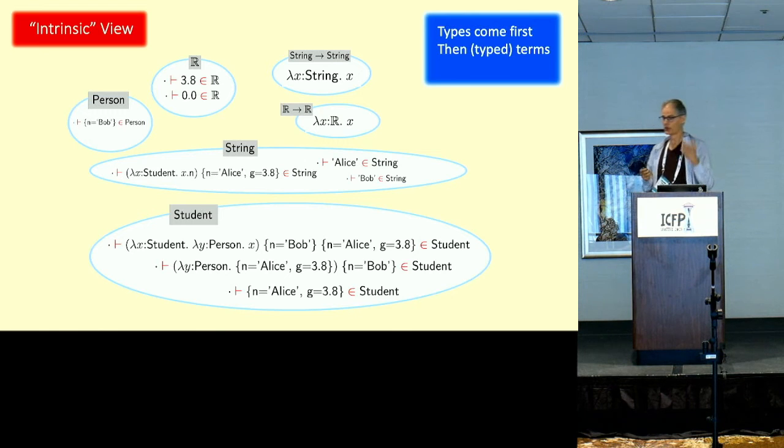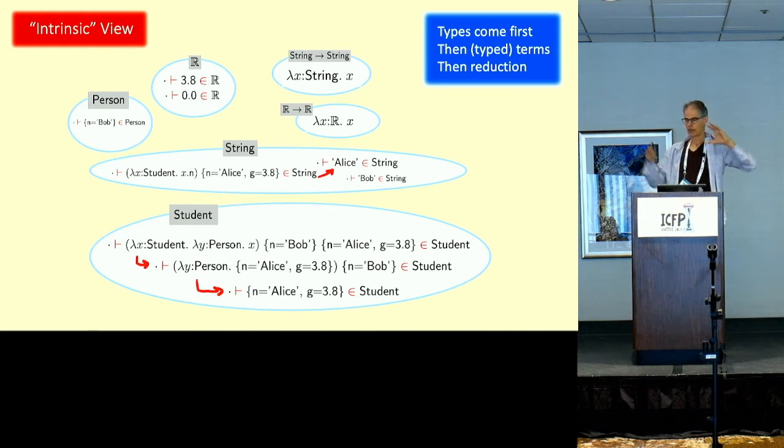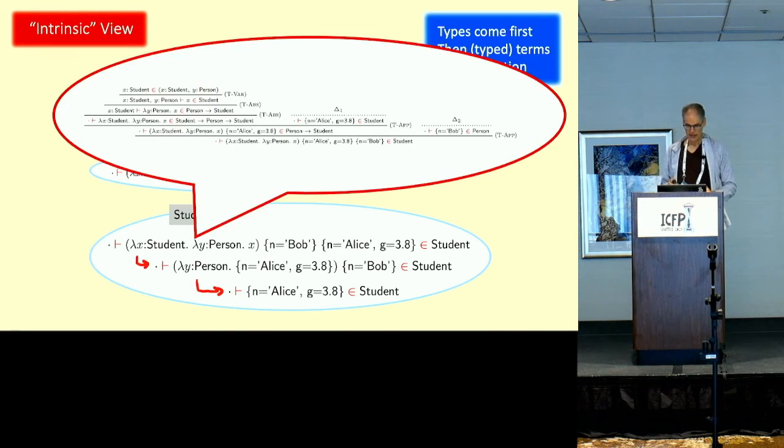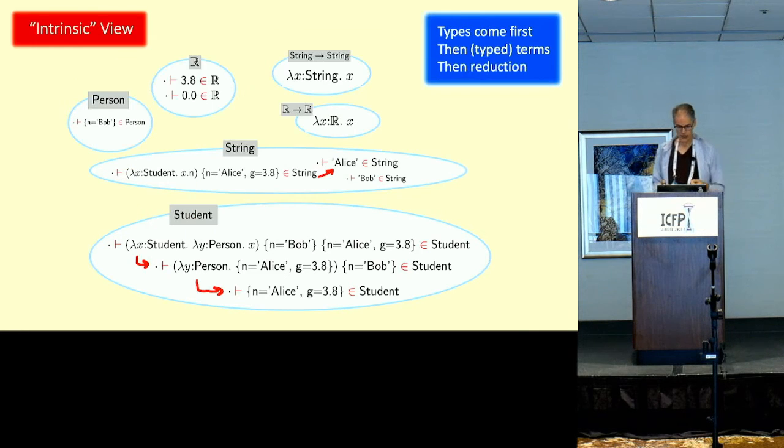Then we write down the terms, but each term comes with a type. That is, each term inherently belongs in a type. And finally, we talk about the way in which those terms within a type reduce to each other. Now, when I say we start with types and then talk about terms, what I really mean is we talk about typing derivations. Because after all, if we're talking about terms that belong in types, how do we know that a term belongs in a type? We know because there exists a typing derivation that says that it does.